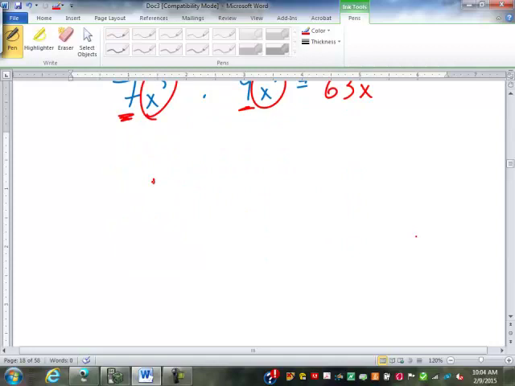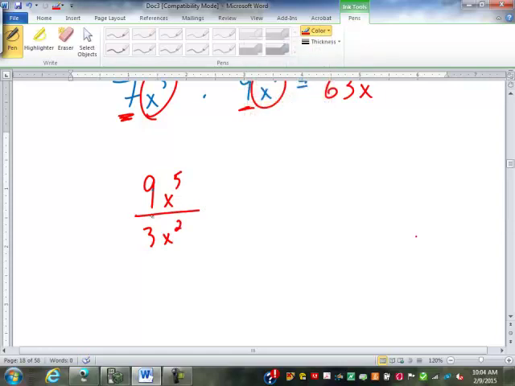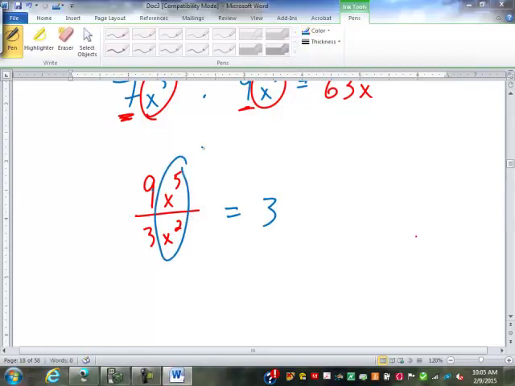And then we also talked about things like this. We're dividing. 9 divided by 3 is still 3. But how do we do x to the 5th divided by x squared? It's x to the 3rd, because we're subtracting the power, just like we did when reducing the fractions.